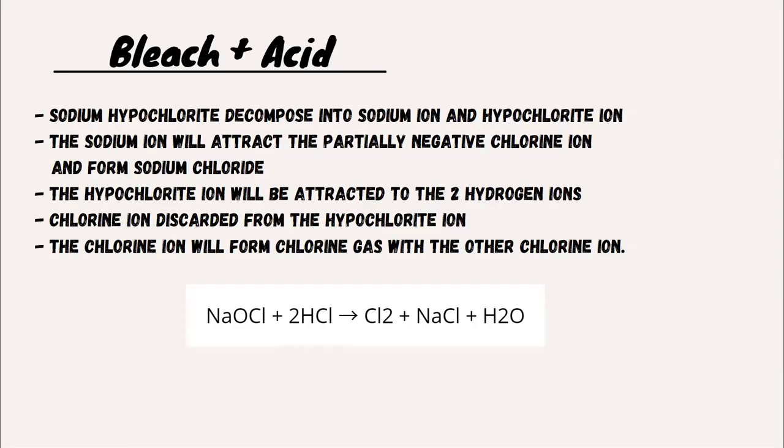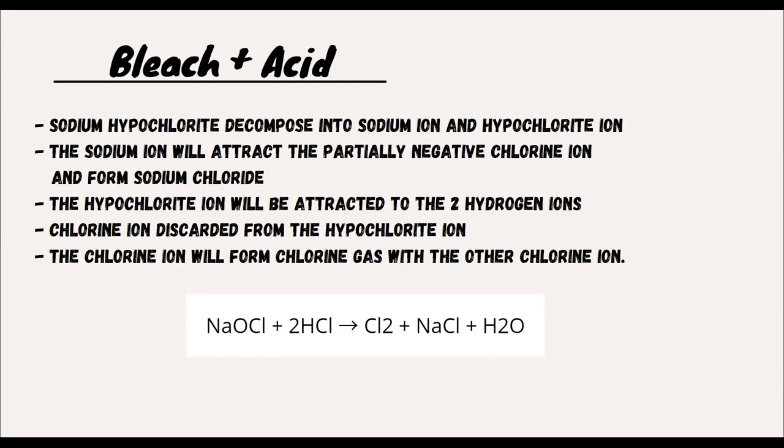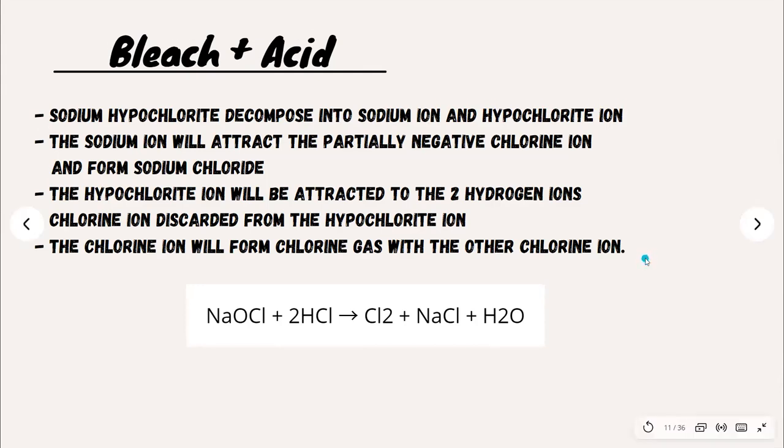Okay, for the other possibility, which is the acid product, the sodium hypochlorite decomposes into sodium ion and hypochlorite ion, same as with the ammonia. But this one, the sodium ion will attract the partially negative chlorine ion and form sodium chloride. And then the hypochlorite ion will be attracted to the two hydrogen ions. This will result in chlorine ion discarded from the hypochlorite ion. And then the chlorine ion will form chlorine gas with the other chlorine ion left.